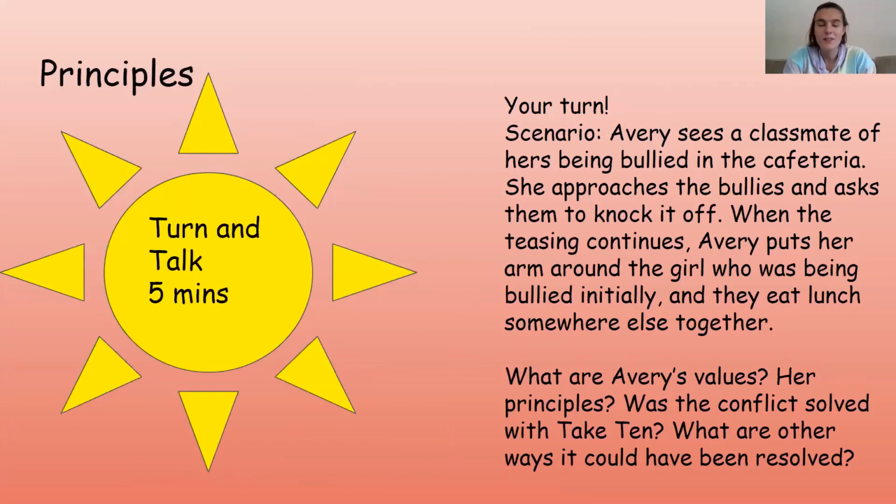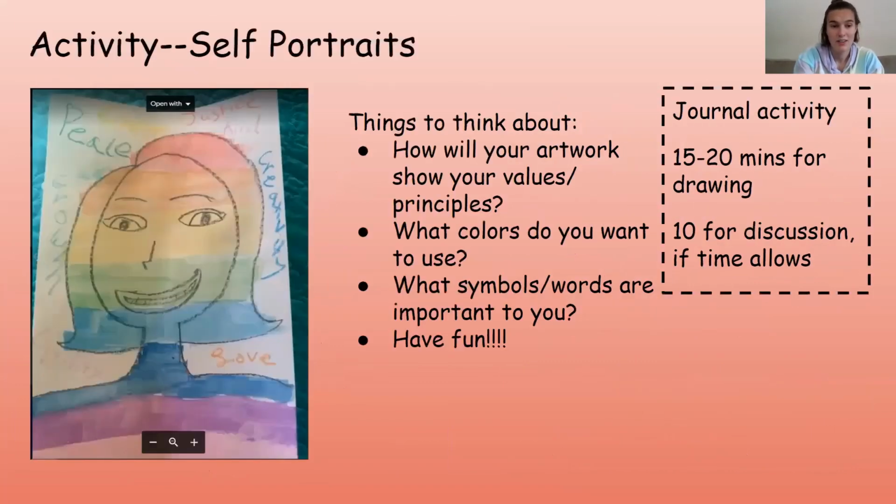So what are other ways it could have been resolved? Yeah, so she could have gotten a teacher maybe. Also, more negatively, she could have walked away and not done anything. She could have maybe approached it and been mean to some of the other people. So there's a lot of different ways that it could have gone down.